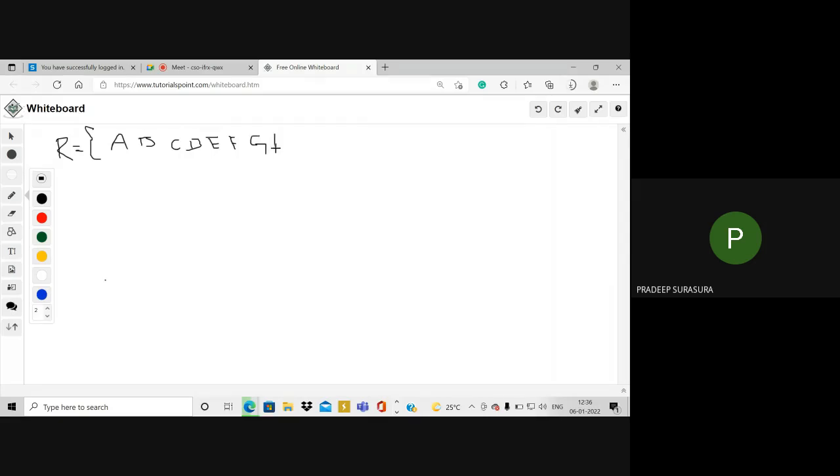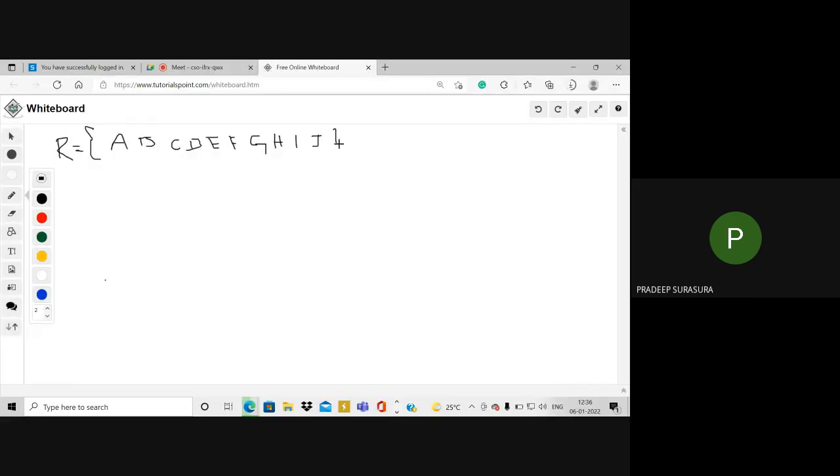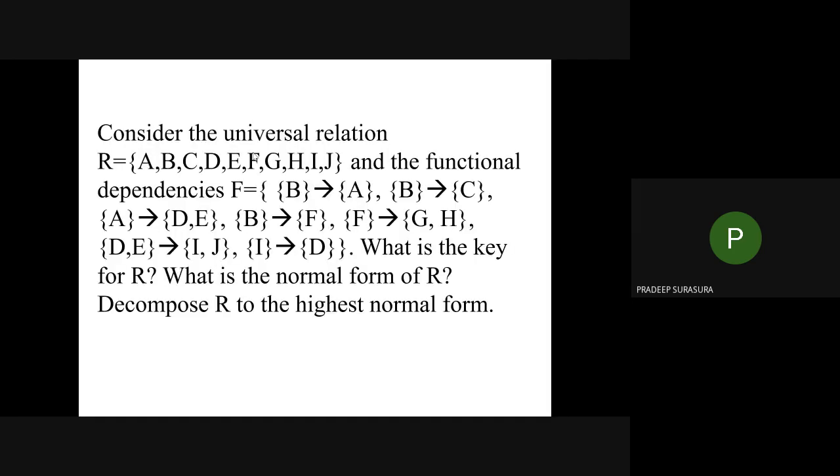G, H, I, J. Sometimes I feel I'm teaching my kid, because the same things I write at home to teach my kid. Same thing is happening now.